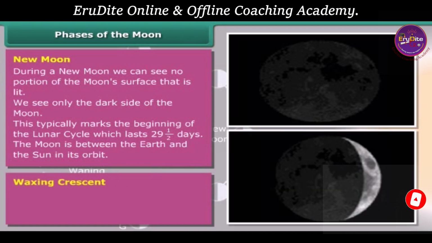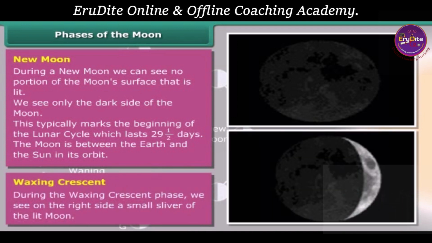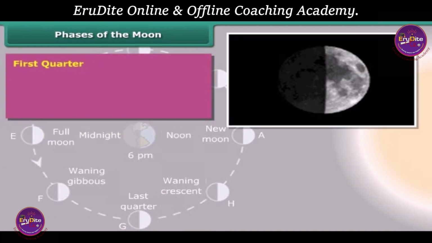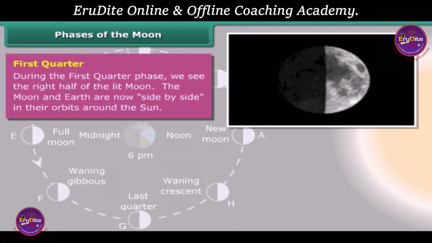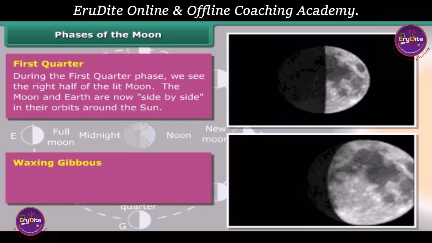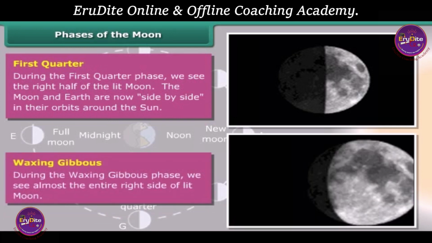Waxing crescent. During the waxing crescent phase, we see on the right side a small sliver of the lit moon. First quarter. During the first quarter phase, we see the right half of the lit moon. The moon and earth are now side by side in their orbits around the sun. Waxing gibbous. During the waxing gibbous phase, we see almost the entire right side of the lit moon.